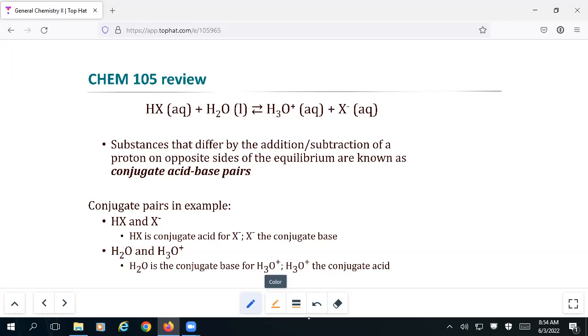So again, book definition of conjugate acid-base pairs. What we're looking for are species that are separated by a hydrogen ion to each other, where one of them is acting as a base and the other one as an acid. By convention, we tend to label the species on the reactant side as acid and base, and the species on the product side as conjugate acid and conjugate base.